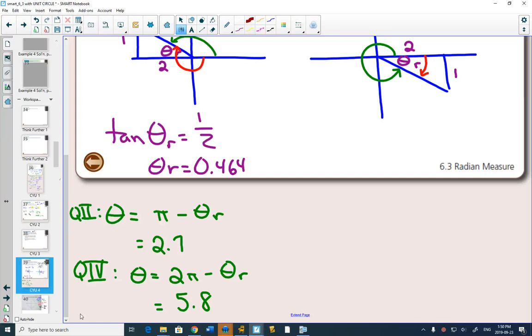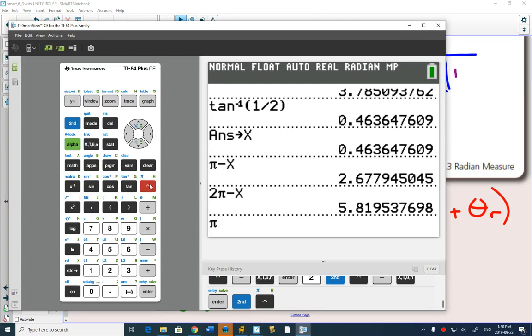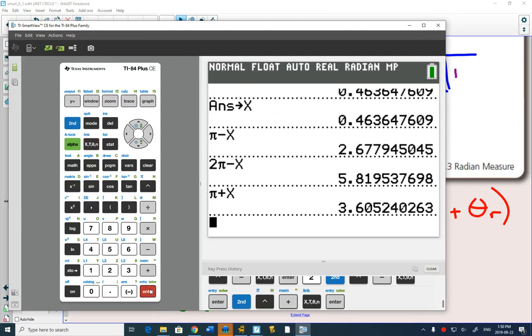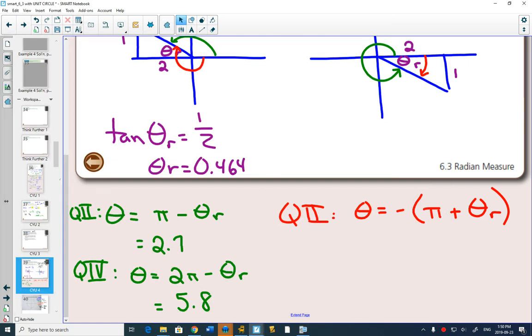Now for my negative angles, for my negative angle in quadrant 2, what's theta going to equal? Well, if I was thinking in degrees, I would go 180 plus my reference angle. So in radians, I would do pi plus my reference angle. Whatever answer I get, I'm going to make negative because it's a negative angle. So I'll go to my calculator. Pi plus my reference angle, 3.6. So whatever answer I got will be negative 3.6 radians.